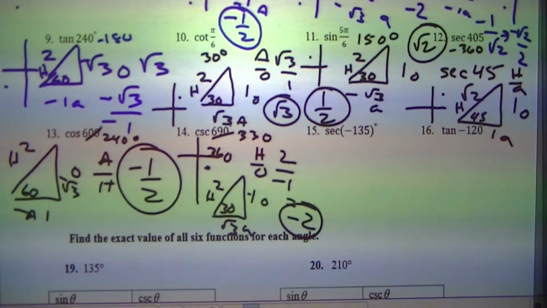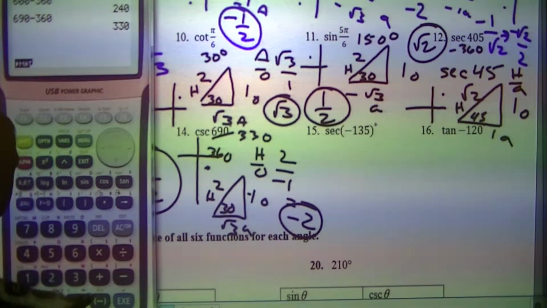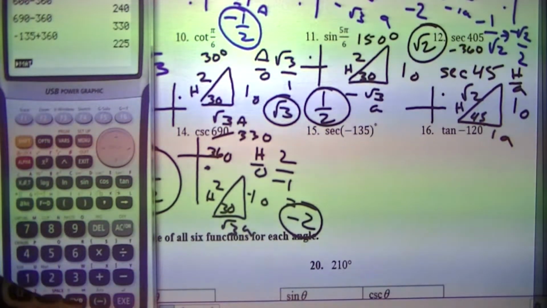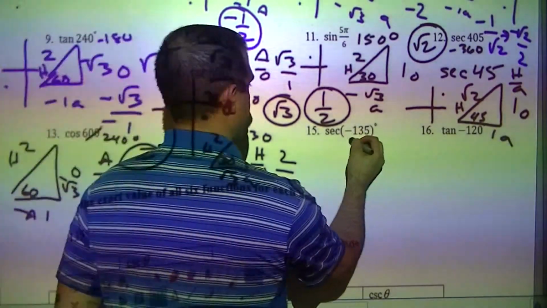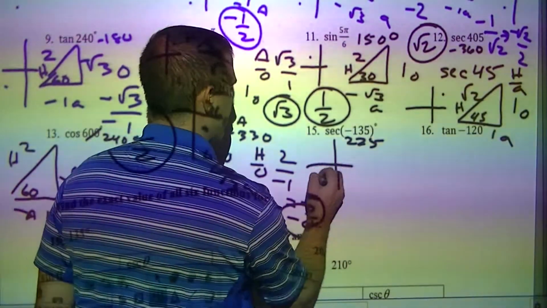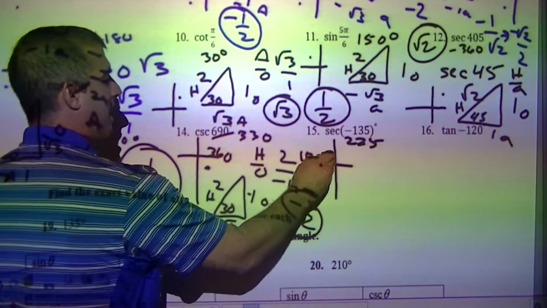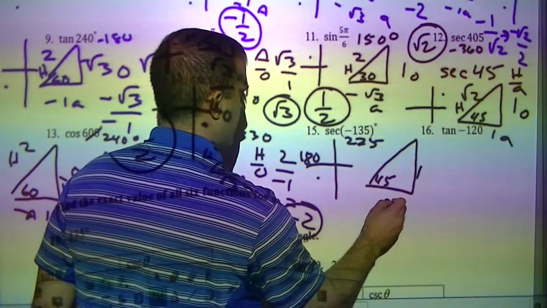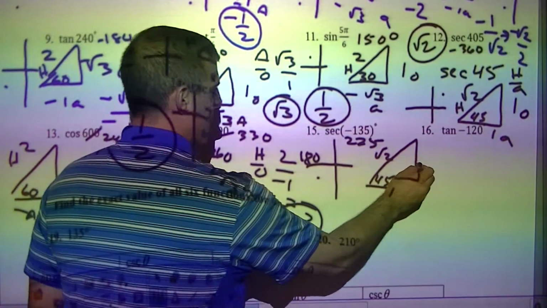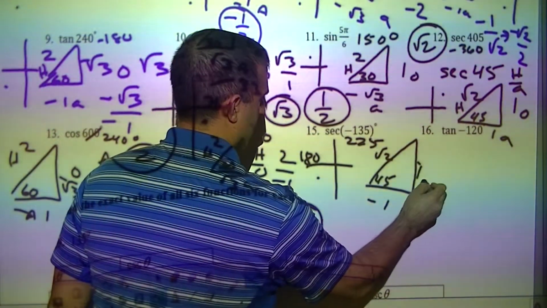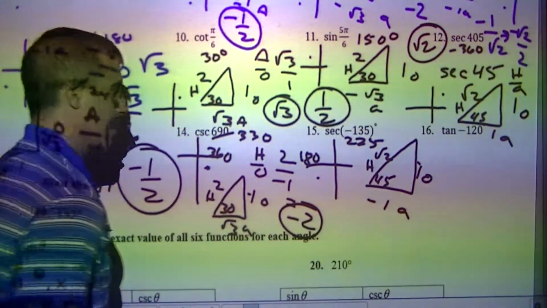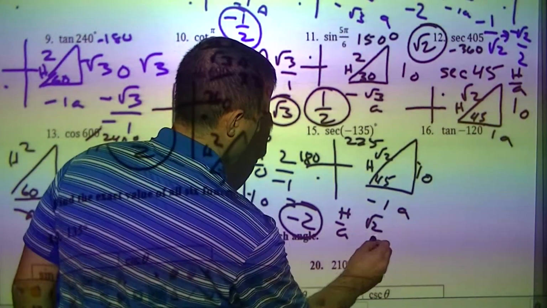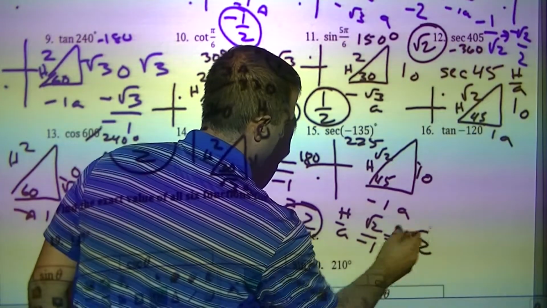Okay, negative 135. Now we'd like to deal with a positive degree, so I'm going to add 360 to that, and really I'm at 225. 225 is down in that quadrant, so I'm going to 180. 225 minus that creates a 45-degree triangle. 1, square root of 2. Down here, both of these are going to be negative. O, A, and H. All right, secant is H over A, which is square root of 2 over negative 1, which is negative square root of 2.